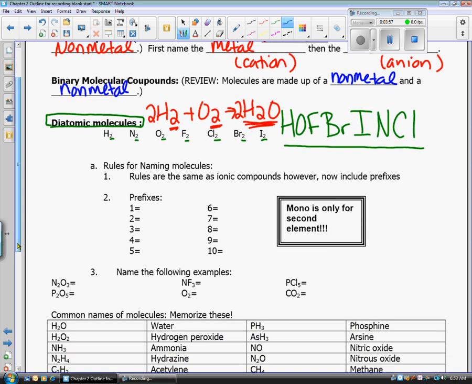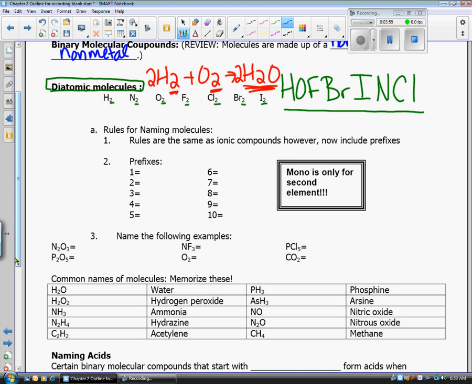All right, so rules for naming molecules. Remember, molecules are 2 non-metals together, which means they're both on the right side of the periodic table. But they're very similar to ionic compounds. However, now you got to put a prefix in it. So you still name the first element and then the non-metal with IDE, but you're going to have to put prefixes in it. So if, say, there's only one, you're going to use mono.